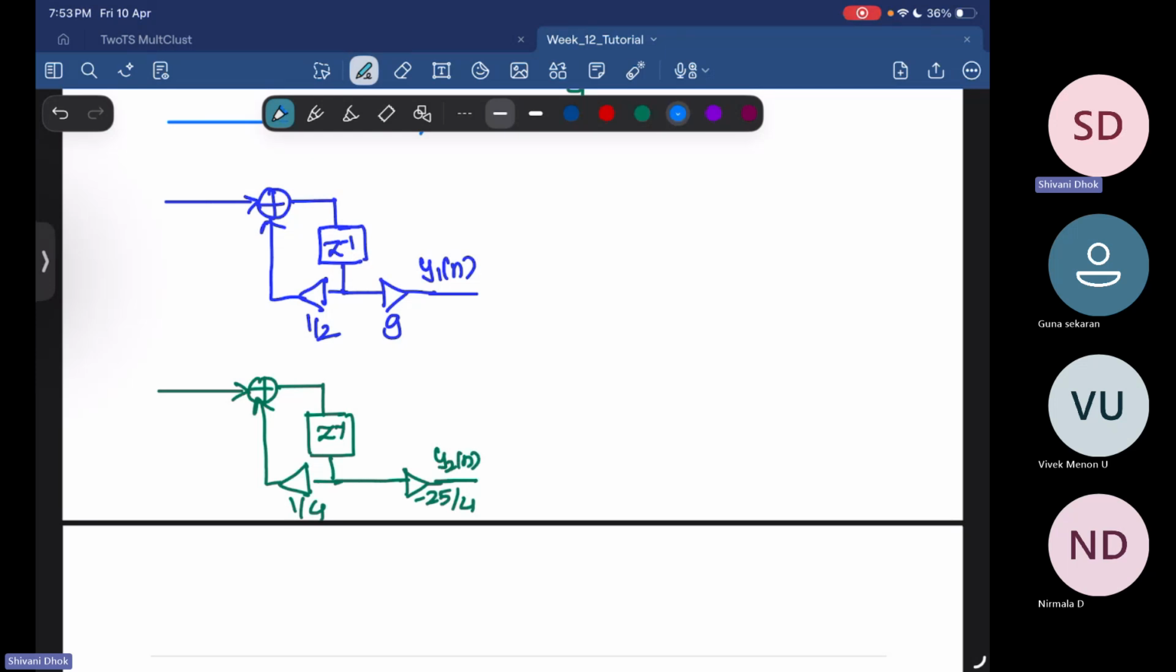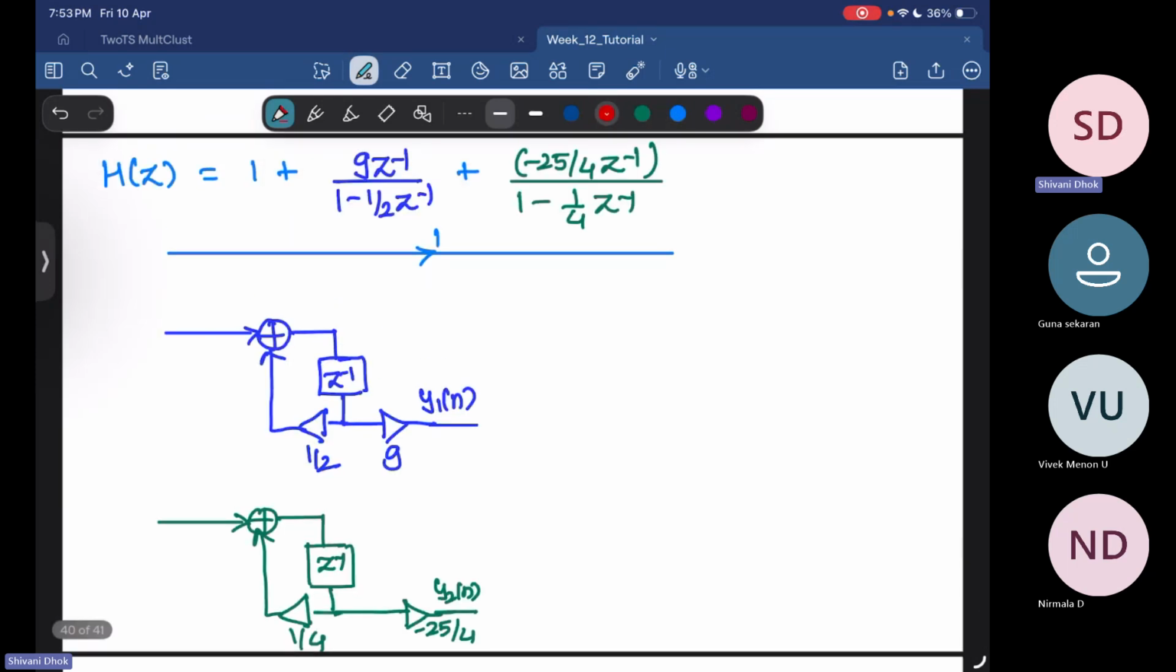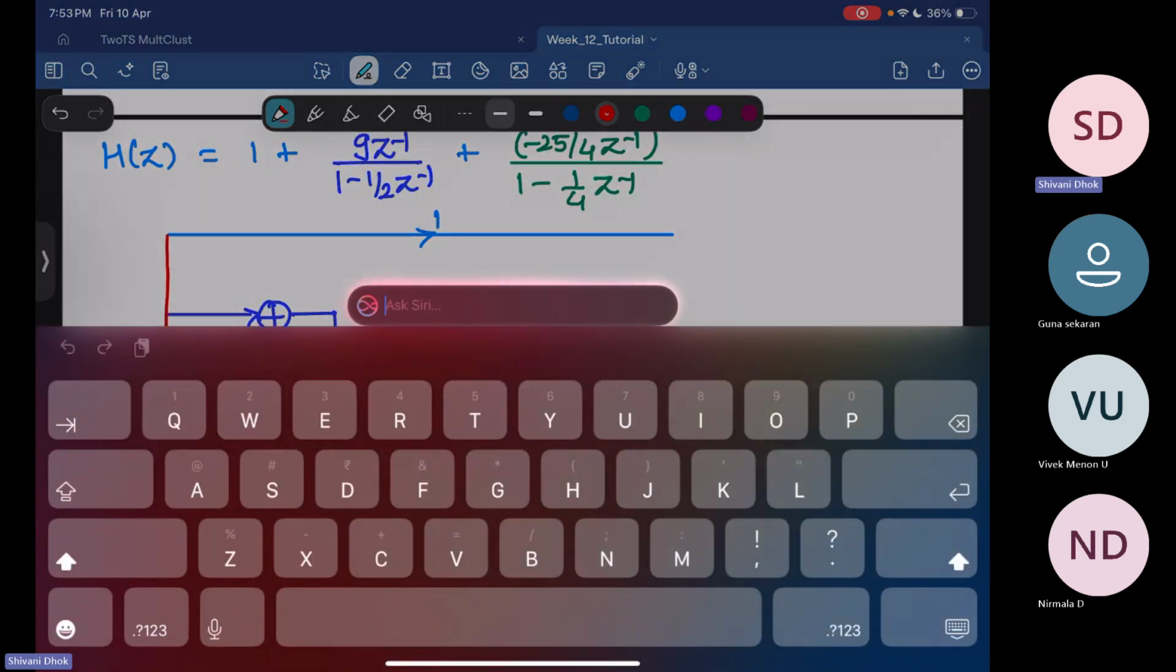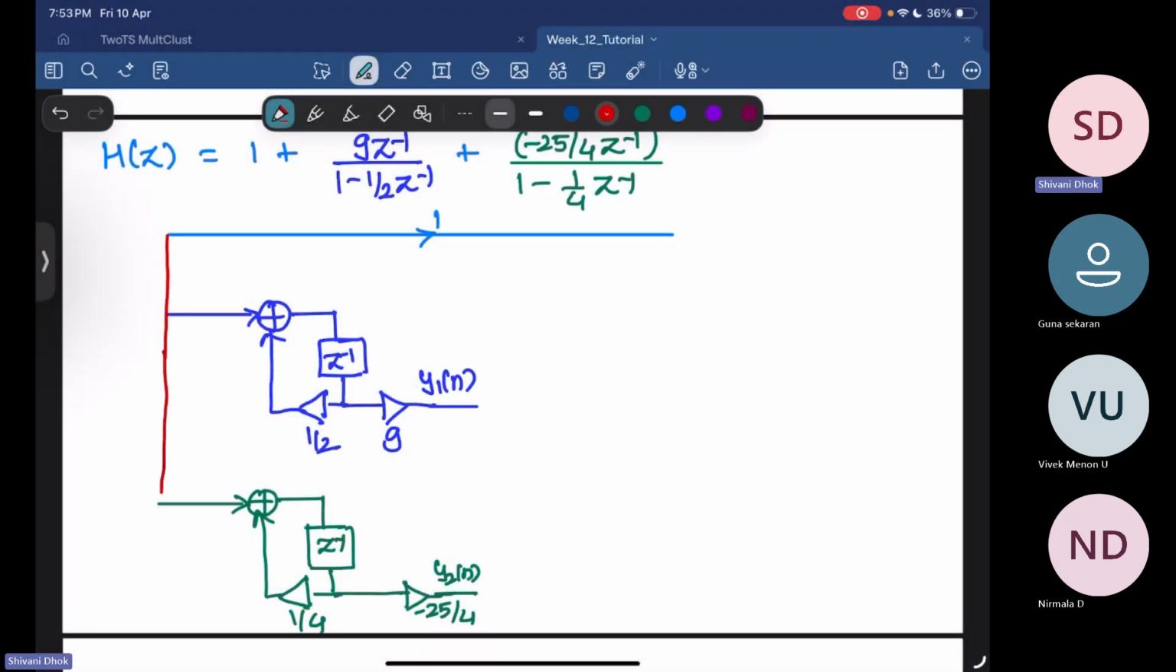Your y1 of n, so you now have your 1, you have your x of n, you have your H1 of z, and you have your H2 of z. So basically you have a common input to all of this. So this is your x of n. And the outputs of all of these get added, and this also gets added.